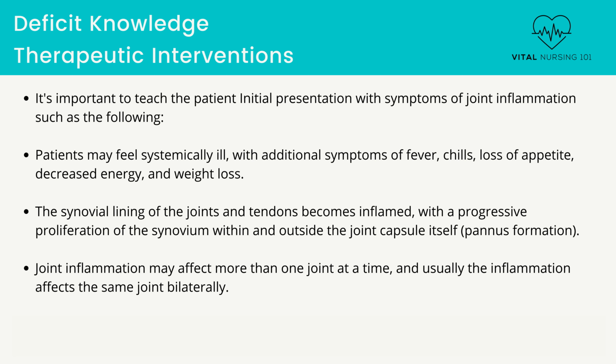It's important to teach the patient initial presentation with symptoms of joint inflammation such as the following. Patients may experience systemic symptoms such as fever, chills, loss of appetite, low energy, and weight loss. The synovial lining of the joints and tendons becomes inflamed, with a progressive proliferation of the synovium within and outside the joint capsule itself, pannus formation. Joint inflammation may affect more than one joint at a time, and usually the inflammation affects the same joint bilaterally.